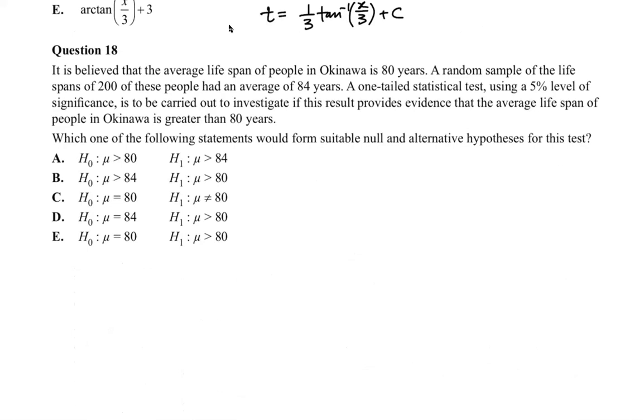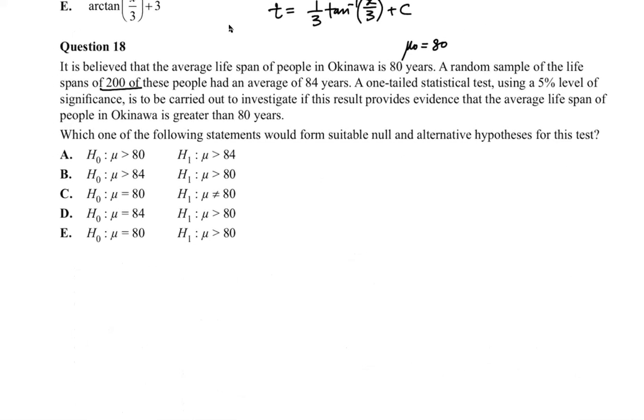It is believed that the average lifespan of people in Okinawa, I think it's a city in Japan, is 80 years. So this is my mu0, 80. A random sample of the lifespans of 200 of these people, so this is my n sample size, has an average of 84 years. You never confuse this number with your population mean. 80 years is your claimed population mean. So this guy here, 84, it's not mu0, it's x bar, your sample average or sample mean.